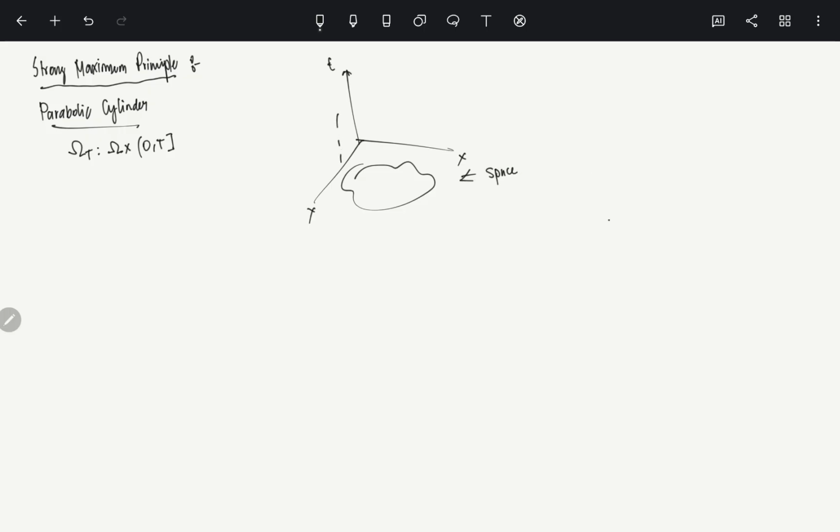Now you see, corresponding to this, you have this region. So this is a cylinder where we are working with. Now you see, this is your time t equals to 0. That's your omega, time t equals to 0. Now omega t is defined as omega cross 0t. So basically this cylinder, and the parabolic boundary is this parabolic boundary.